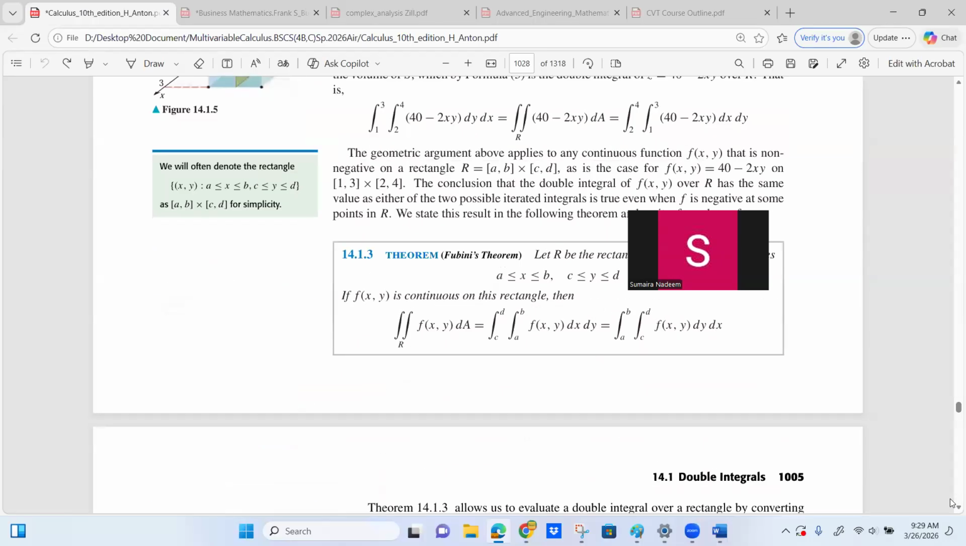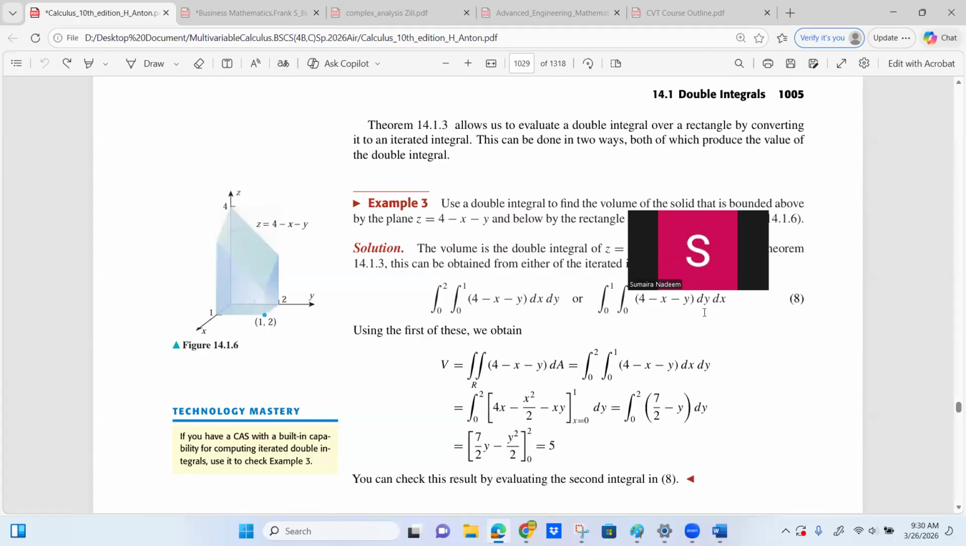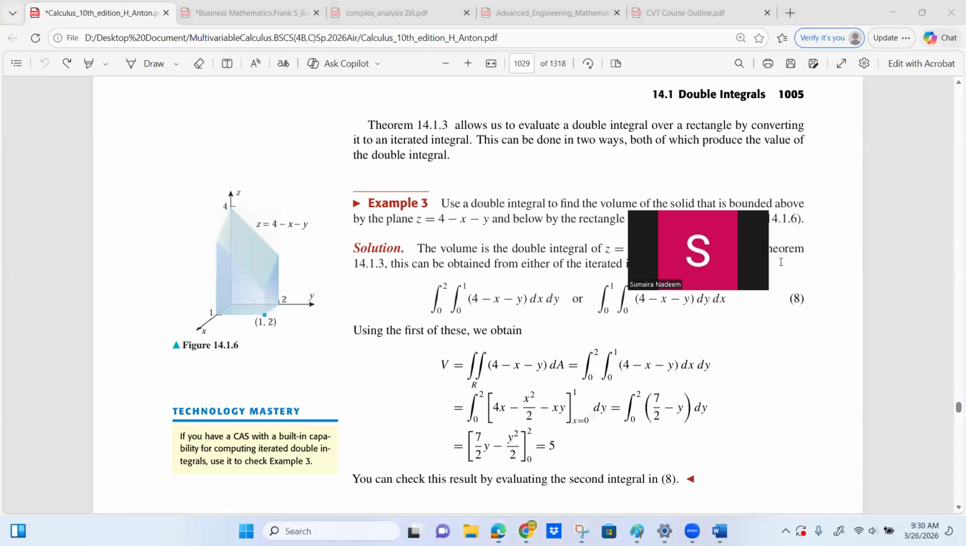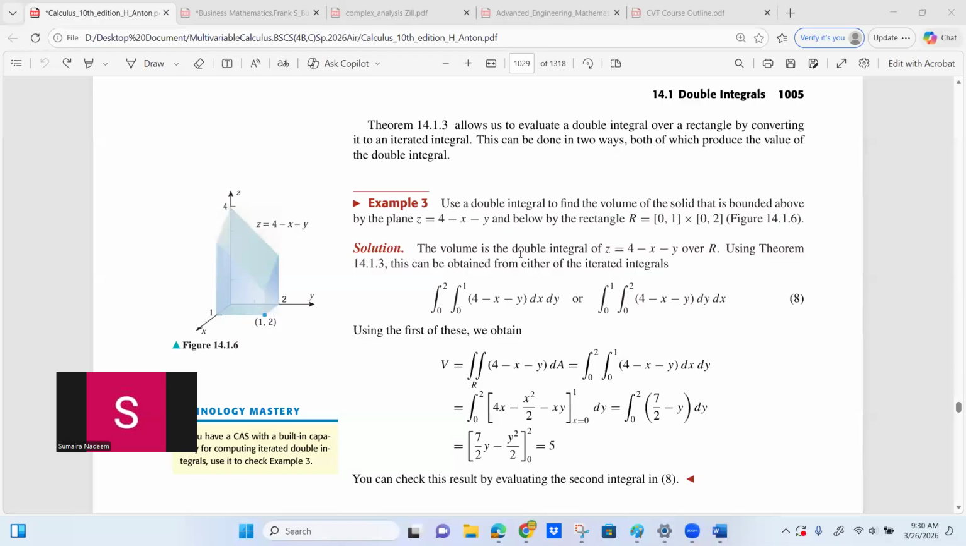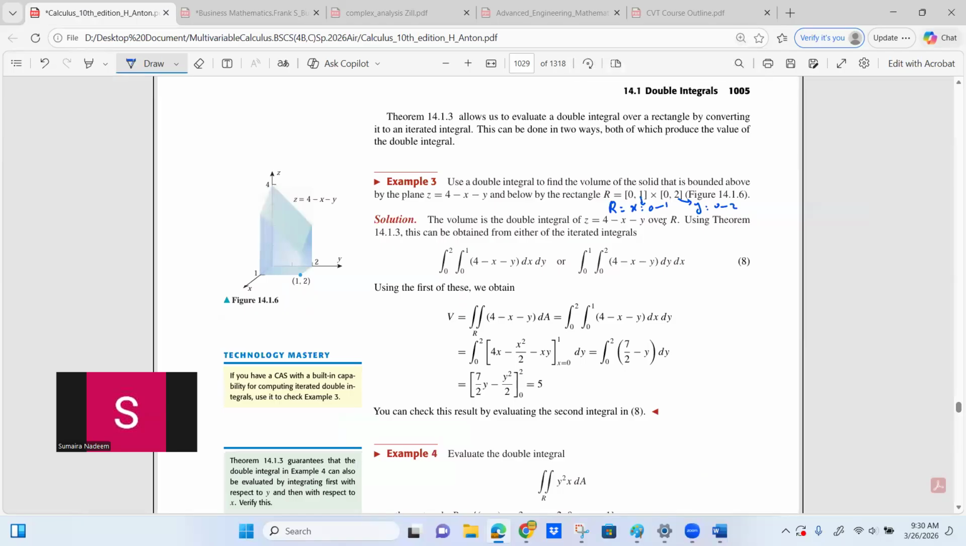Okay students, for example, these are other examples. This is example number 3. In example number 3, use a double integral to find the volume of the solid that is bounded above by the plane z equal to 4 minus x minus y and below by the rectangle 0 to 1 cross 0 to 2. Basically, these are the limits of x, 0 to 1, and the limits of y, 0 to 2. You write these here, and that is your function. Okay, use a double integral.